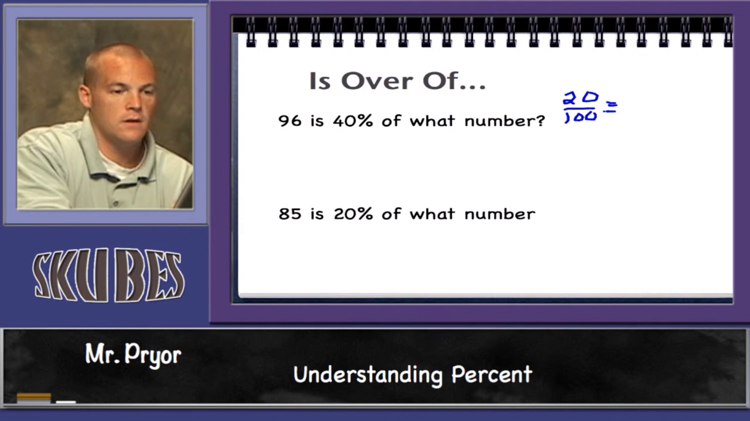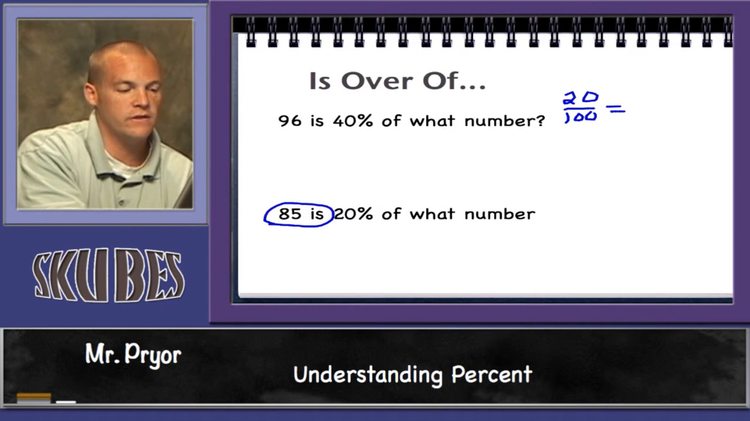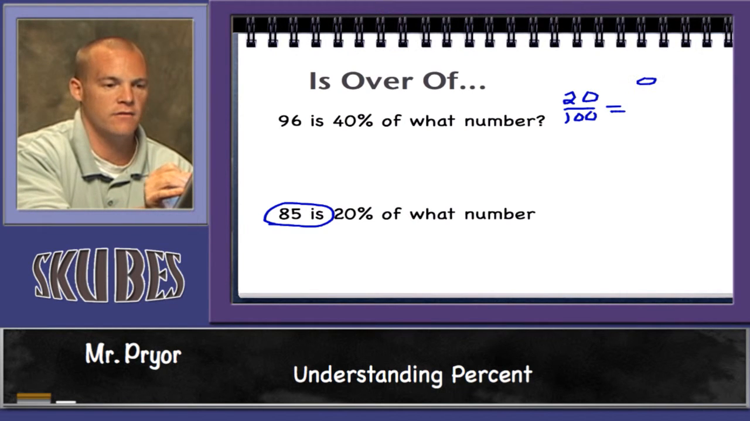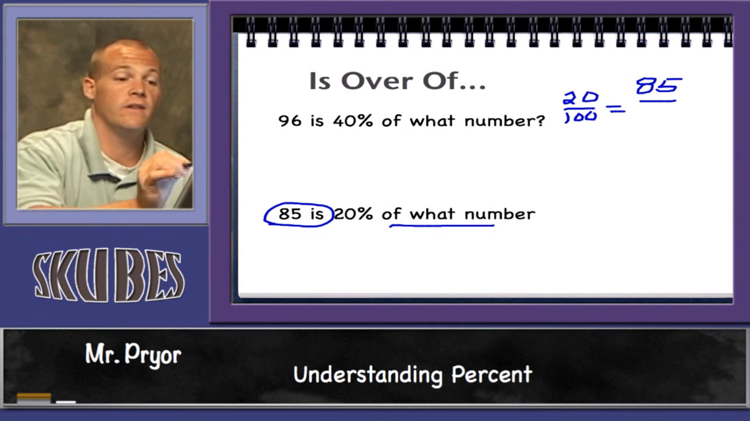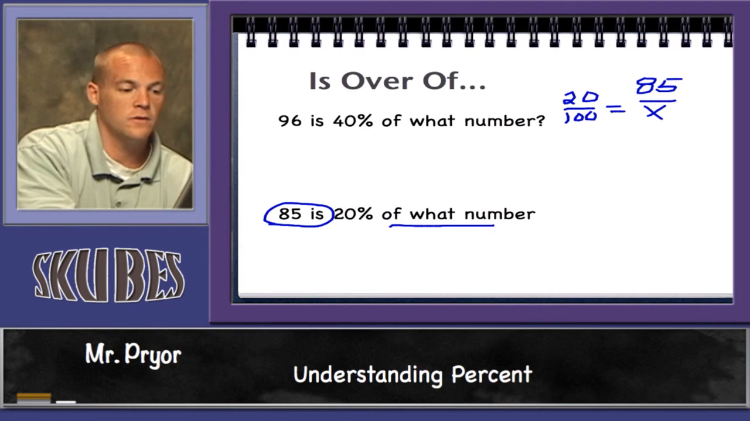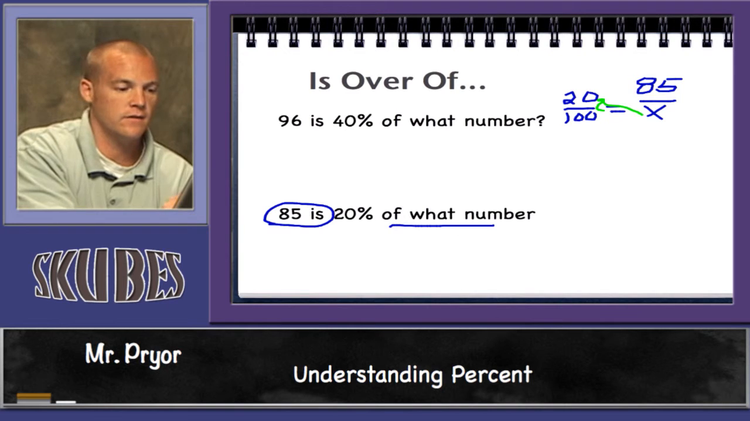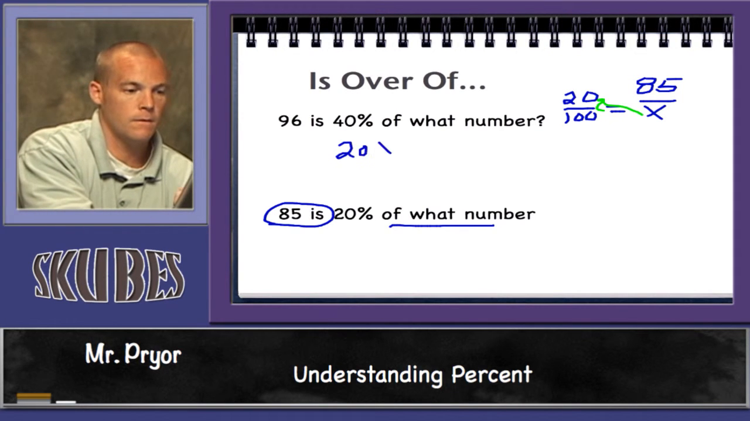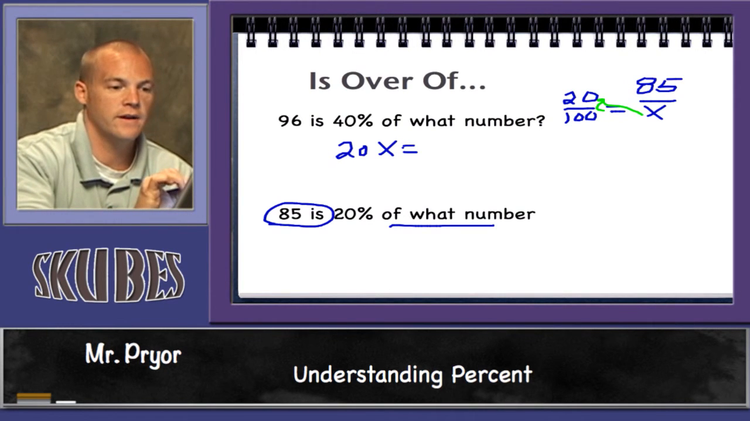All right, there we go. Clean that up just a bit. All right, and we have then 85 is, which since it's directly next to is, that goes on top, over of. And of what number? Of what number, again, refers to our unknown, which is, in this case, a variable. I use x. So now we're going to use cross multiplication. Again, 20 times x across the equal sign gives us 20x. And then we're going to do the other direction, 100 times 85.